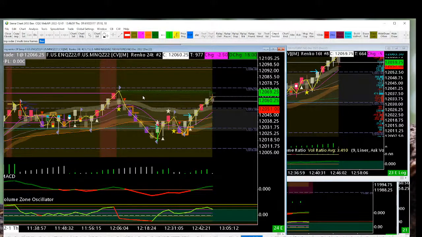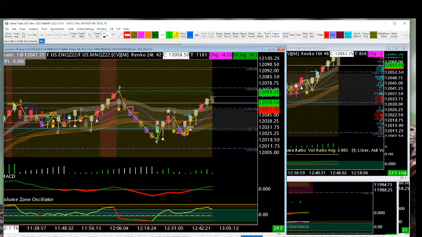Typically, getting over, then under, and then being able to get over it again means it's not going to act as resistance, and instead it's probably bullish.